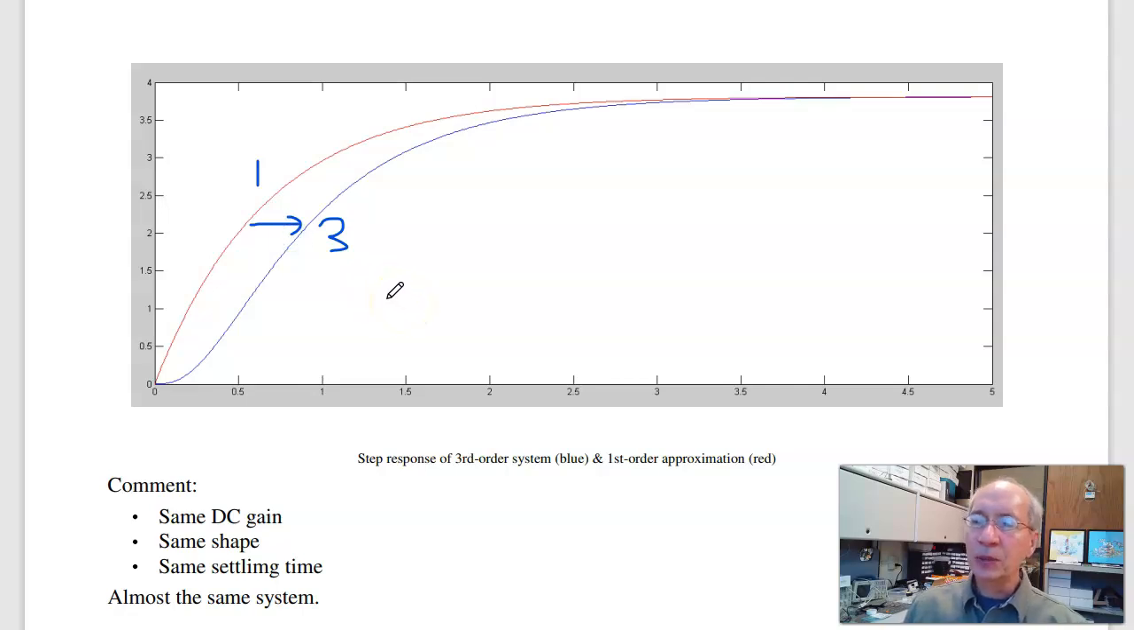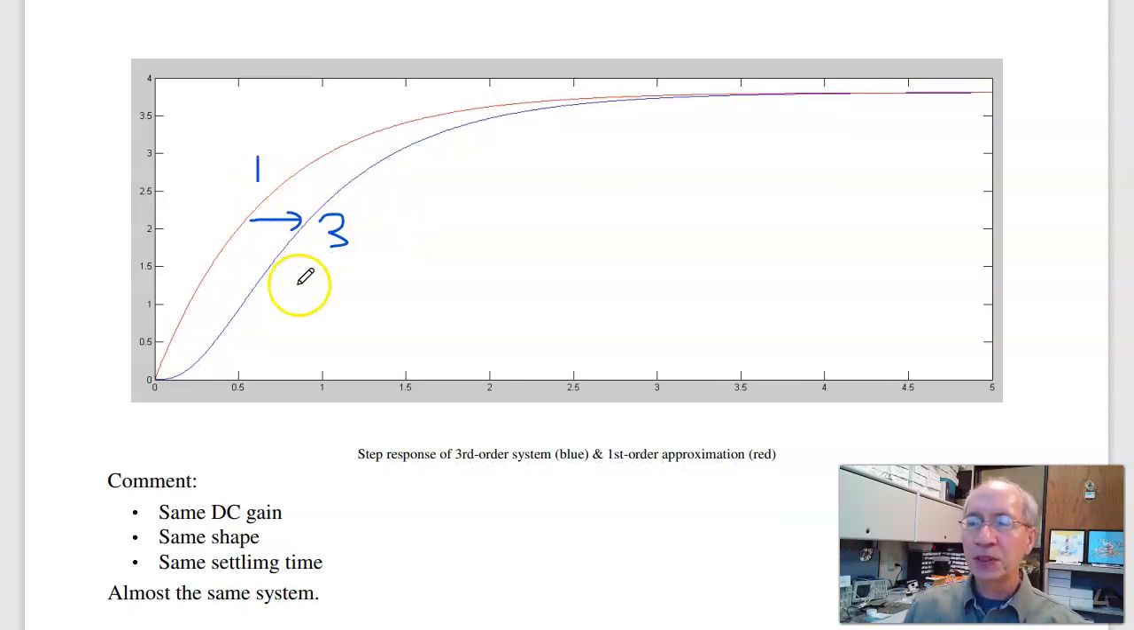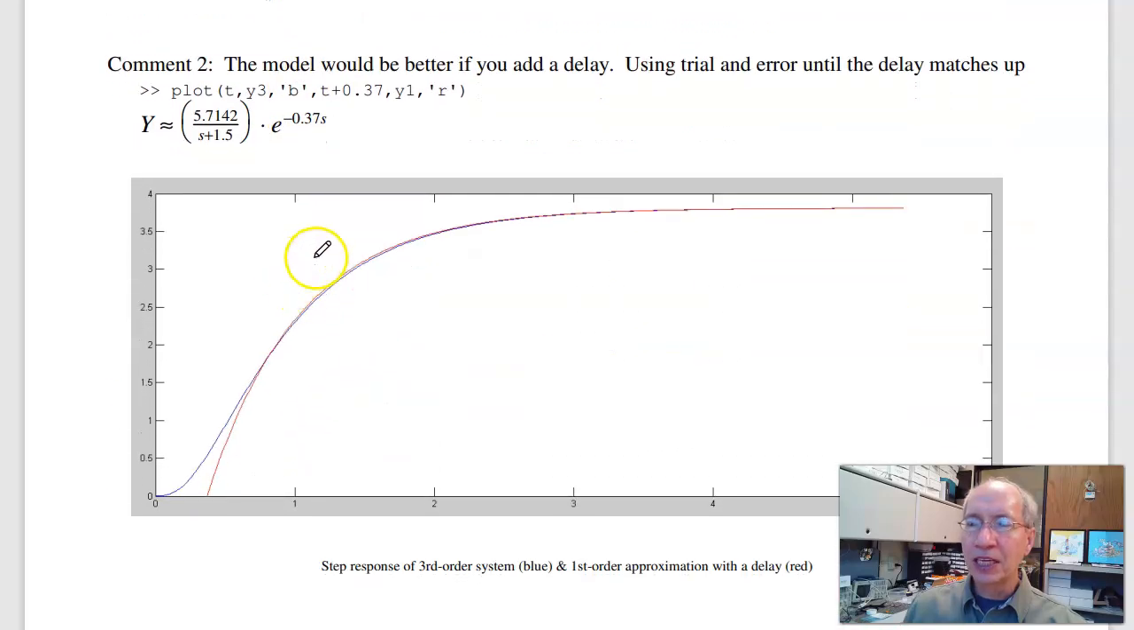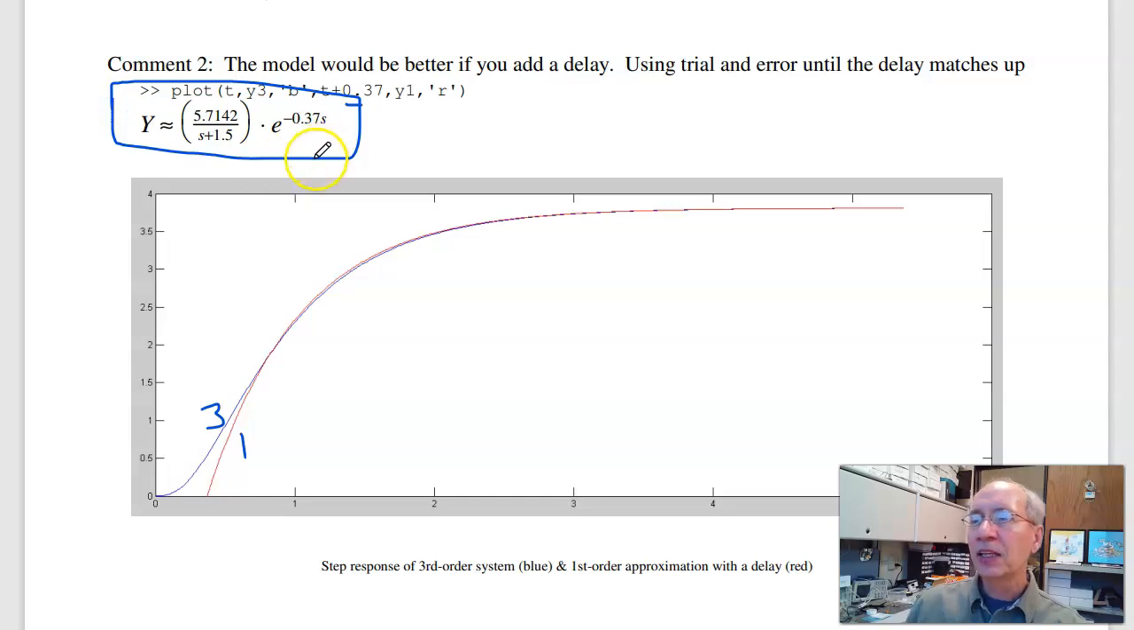So a slightly better model that is sometimes used is a first order system plus a delay. And just by using trial and error, I can sit there and see how much the delay is. It looks like about 0.37 seconds. So here's the third order system in blue. Here's the first order system with a delay. That's probably a better model. So a better model for the system is your plant plus a delay. That's one of the reasons we have delays in some of our models. Sometimes we'll include a delay, sometimes we won't.